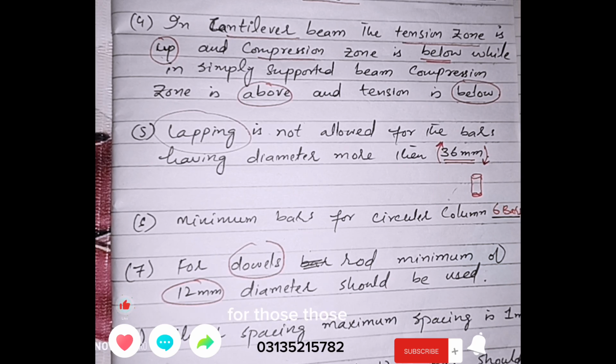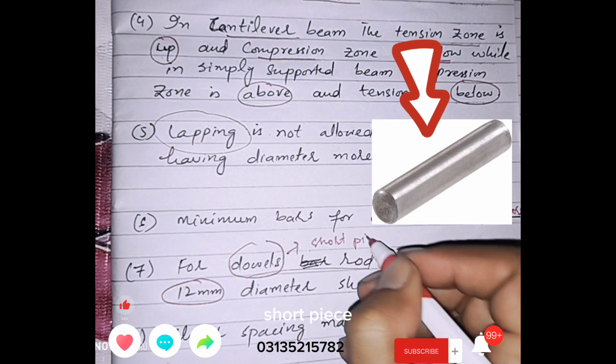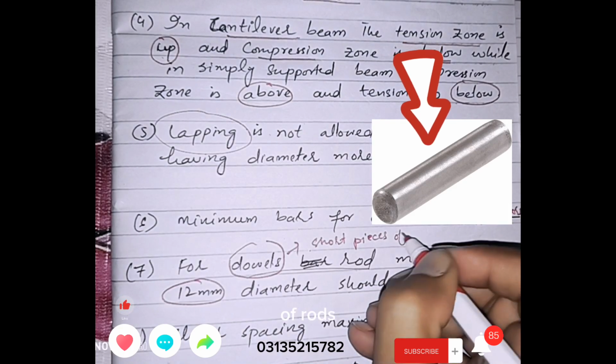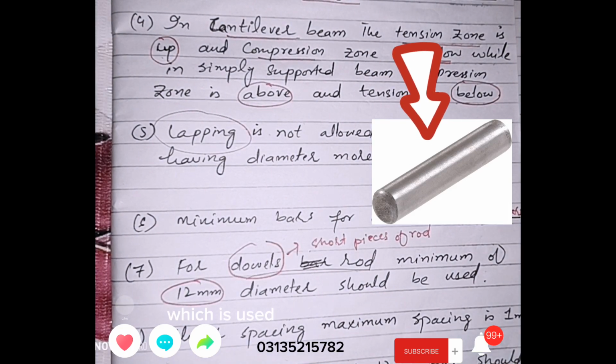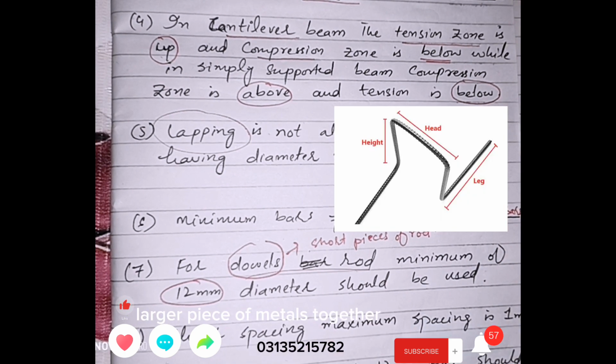What is a dowel rod? A dowel rod is a short piece of rod which is used for joining larger pieces of metal together. We use a dowel rod for joining. So its diameter should be 12 millimeter. The minimum diameter for the dowel rod is 12 millimeter.